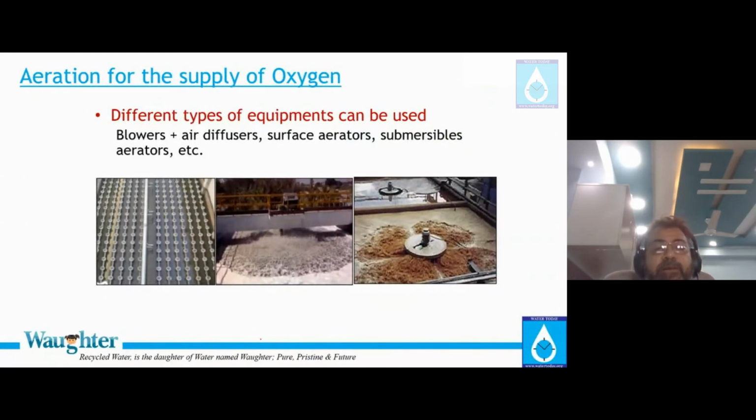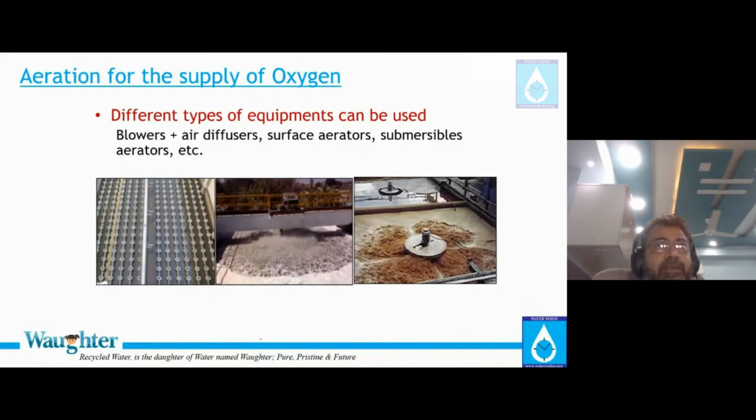You have to supply air. You can supply by diffusers, by surface aerators, or by floating surface aerators. All three are good. If you go for a detailed calculation, you will find, some of you might not have visited a large-scale municipal treatment plant, but if you visit a large-scale municipal sewage treatment plant, you will never find air blowers. You'll never find diffusers. You'll find only surface aerators.